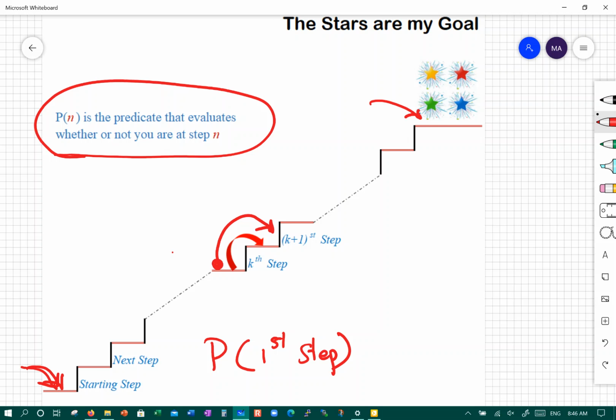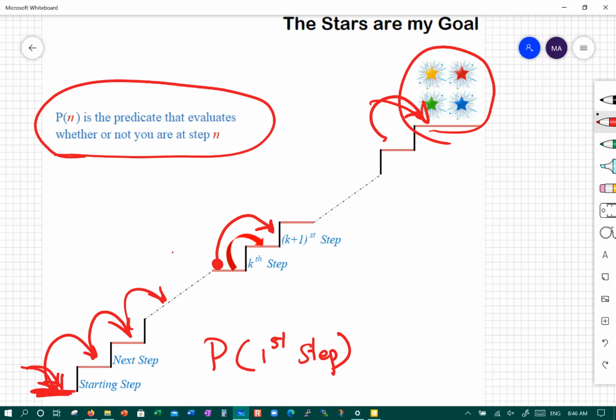But if you show me that you can jump one step at a time, and you can show me that you can start the trip, then you have given me sufficient proof that eventually you are going to reach the star. Because if you are here and you can jump there, then you can jump there, then you can jump there, and you keep jumping like a jumping jack until you reach your goal. So that's the idea behind mathematical induction.